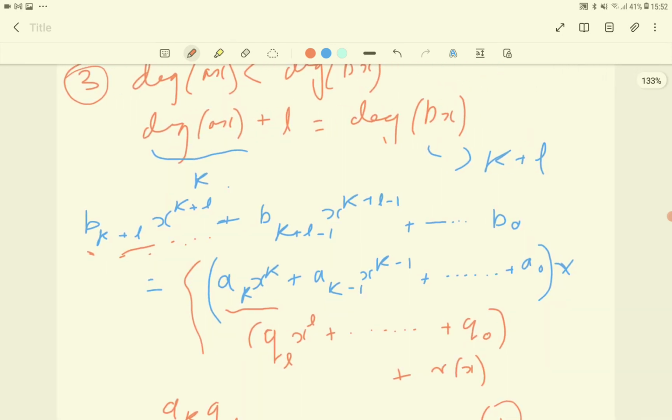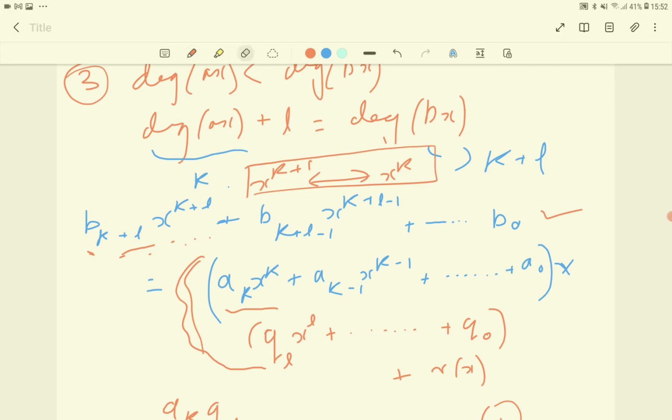I think I forgot to tell another thing. Not just x to the power k plus l, but from x to the power k plus l till x to the power k, all the terms on the LHS should be cancelled by terms from these on the RHS. Otherwise, r of x will have degree more than a of x, which is not intended, right? So that is exactly what we are doing.